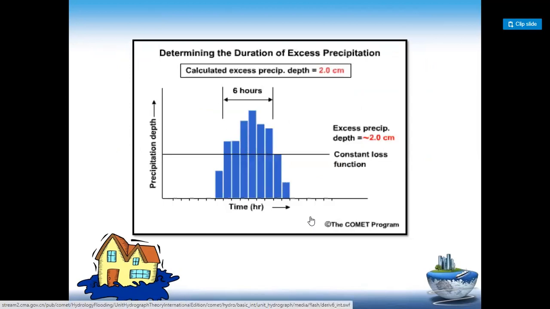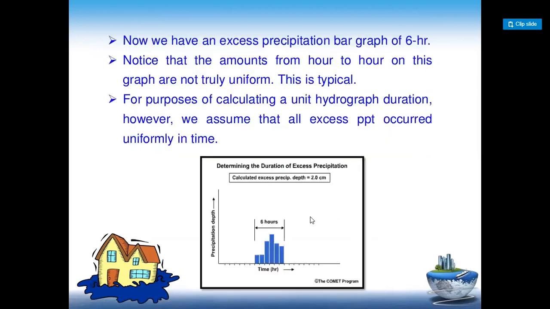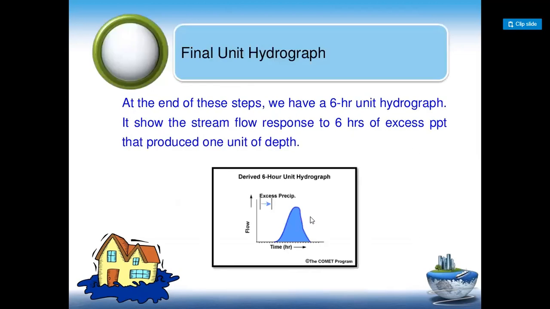Determining the duration of excess precipitation. Now we have an excess precipitation bar graph of 6 hours. Notice that the amounts from hour to hour on this graph are not truly uniform. This is typical. For purposes of calculating a unit hydrograph duration, however, we assume that all excess PPT occurred uniformly in time.